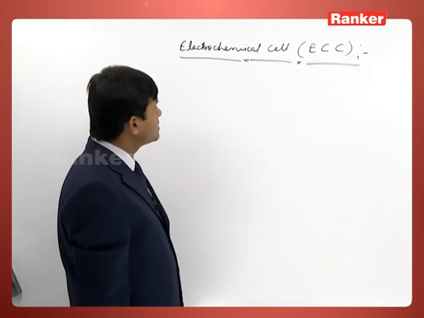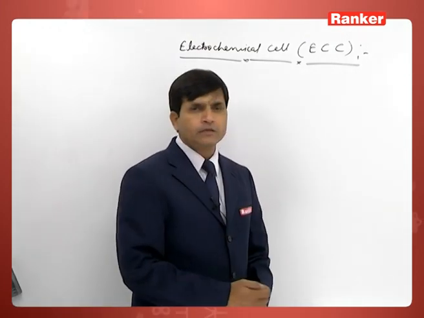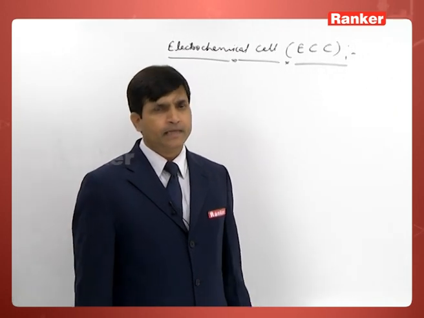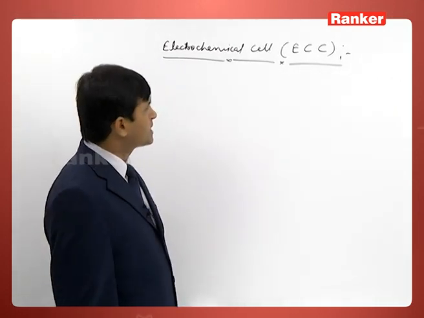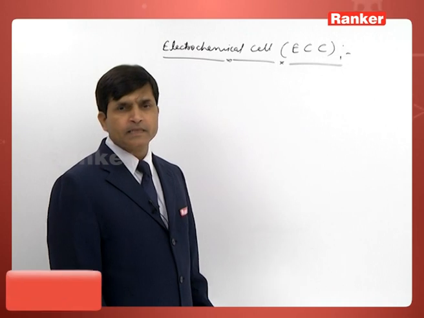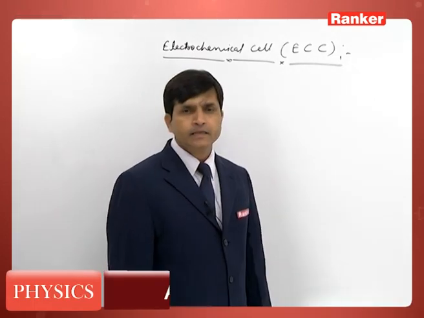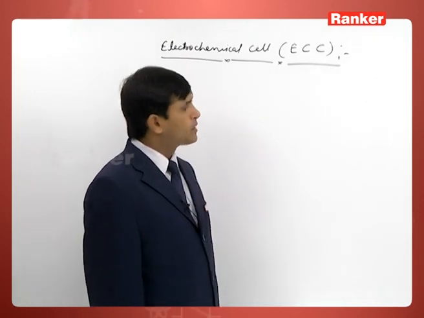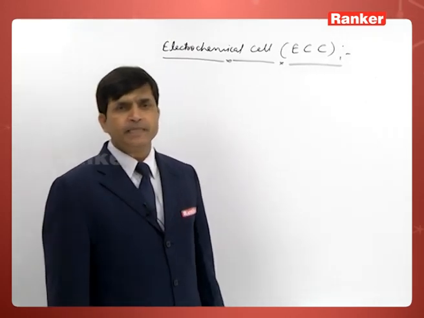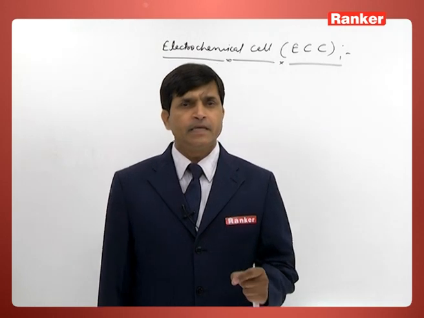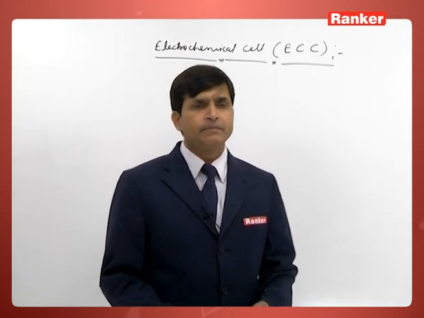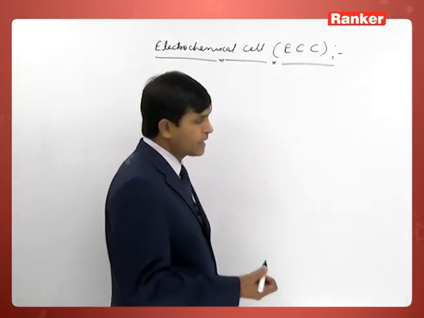Electrochemical cell, or normally it is also called a simple cell. So first we will discuss what a cell is, what it does, and its working. A cell is a device which maintains the flow of current by converting its chemical energy into electrical energy.